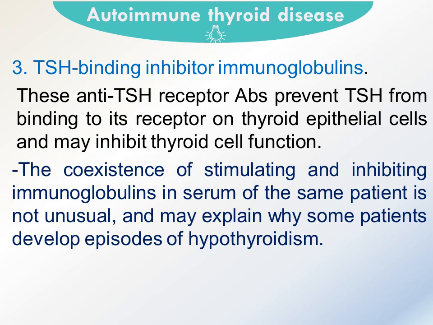These antibodies have been implicated in the proliferation of thyroid follicular epithelium. The third one is called the TSH binding inhibitor immunoglobulins. These anti-TSH receptor antibodies prevent TSH from binding to its receptor on thyroid epithelial cells and may inhibit thyroid cell function. The coexistence of stimulating and inhibiting immunoglobulins in the serum of the same patient is not unusual, and may explain why some patients develop episodes of hypothyroidism.